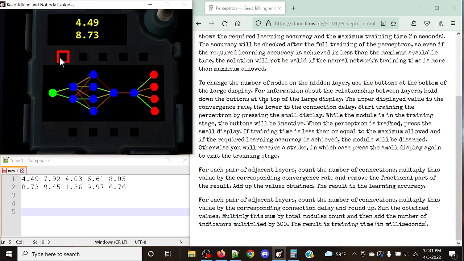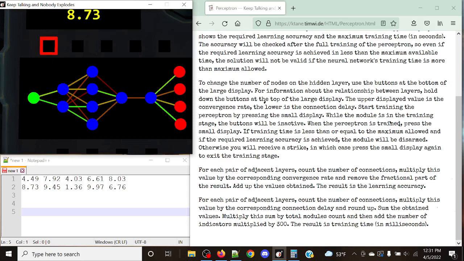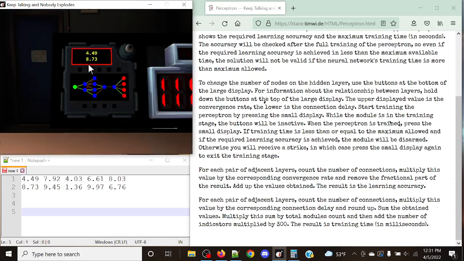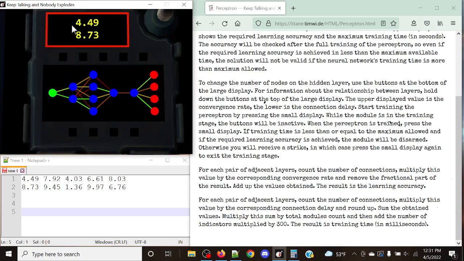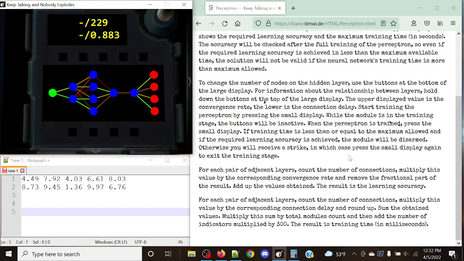So now, between this connection, and this is the reason why these buttons are placed like this, between the input connection and the first hidden value, we have a convergence rate of 4.49, but we also have the connection delay of 8.73. What we're going to do with the connection delay is, for each pair of adjacent layers, count the number of connections again, multiply this by the value corresponding to the connection delay, and round up.